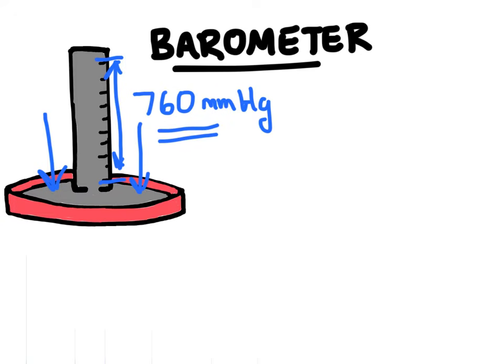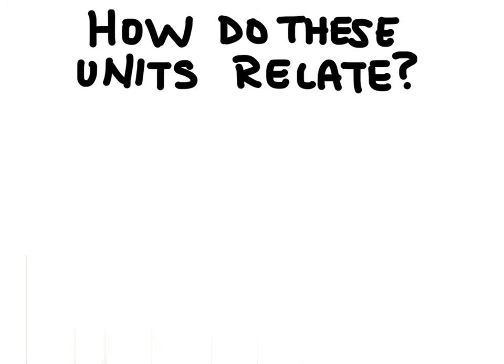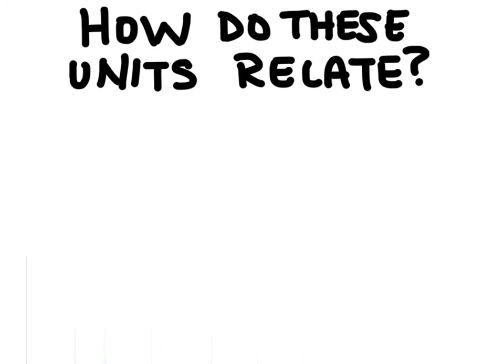This is standard pressure in millimeters of mercury. We also use the torr, and millimeters of mercury and torr are going to be the exact same thing, 760. So how do we convert between these units? How do they all relate to one another?